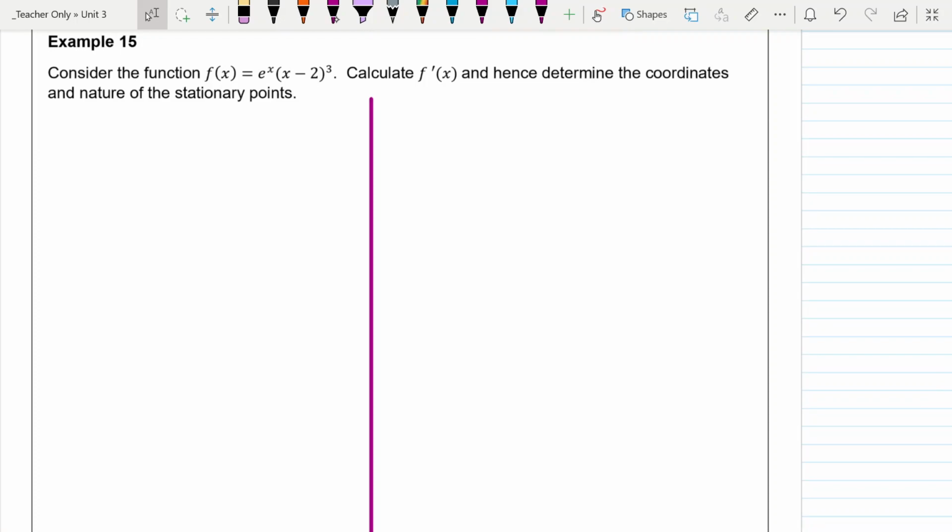So consider the function f of x equals e to the x, (x take 2) all cubed. Calculate the derivative and hence determine the coordinates and nature of the stationary points. Alright, so let's have a first look at our function. We have that f of x equals e to the x, (x take 2) cubed.